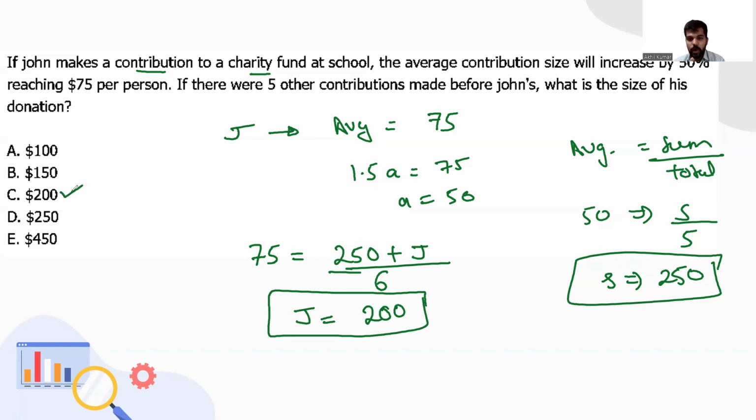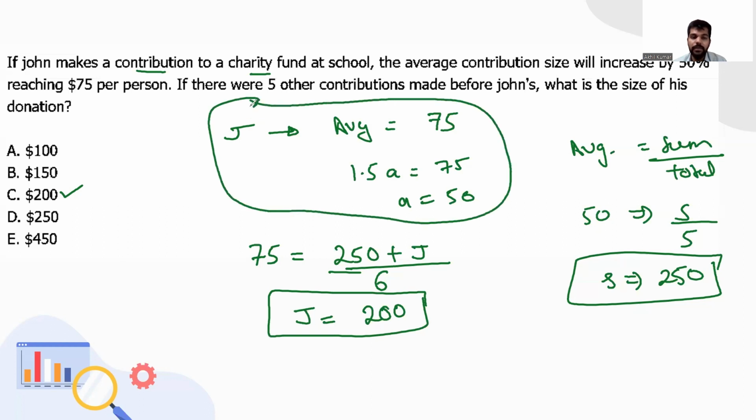We need to firstly write the formula of average. Based upon that, we need to understand the question, that a person is being included, so how we have to change the total number of observations. That's it. If I break this question into steps, this is the first step, where we find the average before John came into the picture.